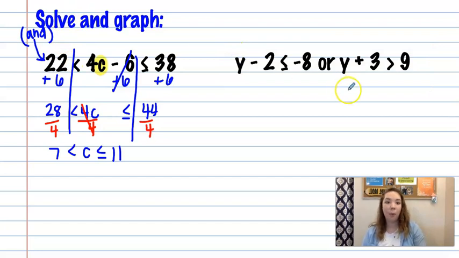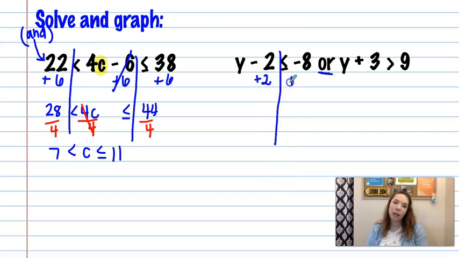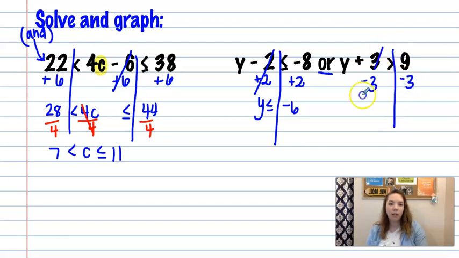All right, here we have an OR. So you'll solve these separately, kind of like how we do absolute value when there's 2, you'll just solve them separately. So here I'm going to add 2 to both sides. So y is less than or equal to -6. And then here I'm going to subtract 3 from both sides. So y is greater than 6. So we can plug in anything for y that is smaller than -6 or greater than 6, but that range in the middle between -6 and 6 are not solutions.